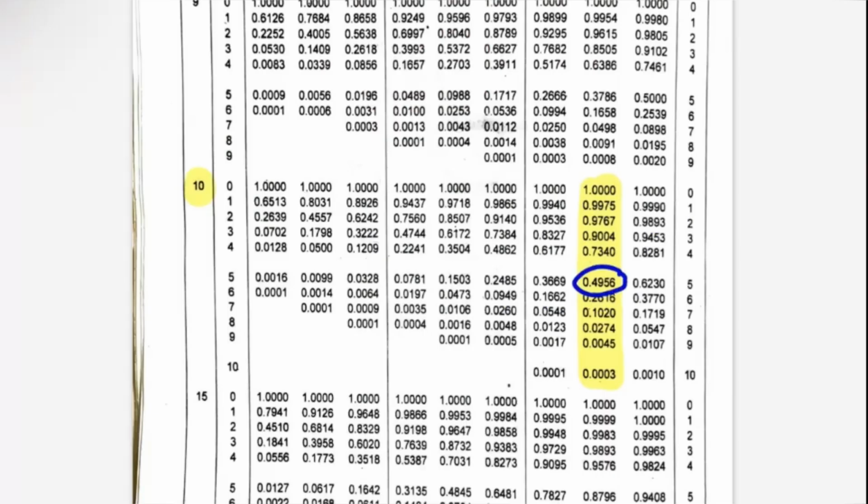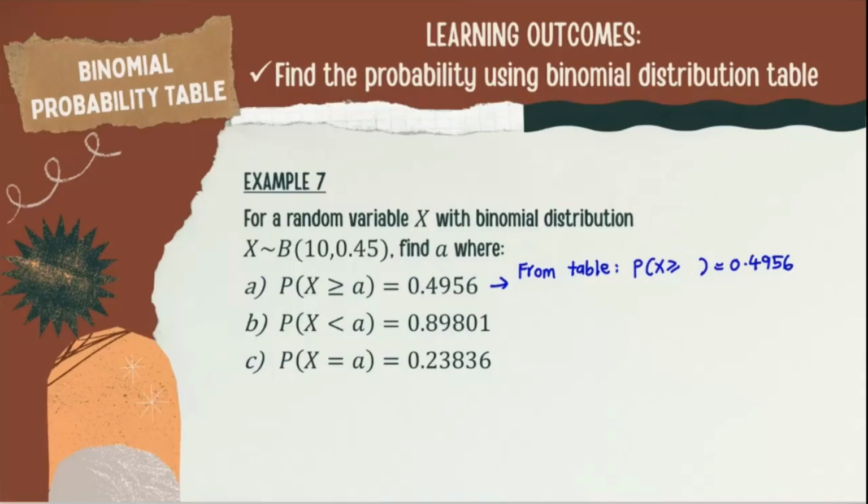0.4956. Here it is. So R kita adalah 5. So P of X greater than or equals to 5 adalah 0.4956. So therefore A will be equals to 5. Okay, so ini direct sahajalah untuk jawapan A. Now kita tengok jawapan kepada B.